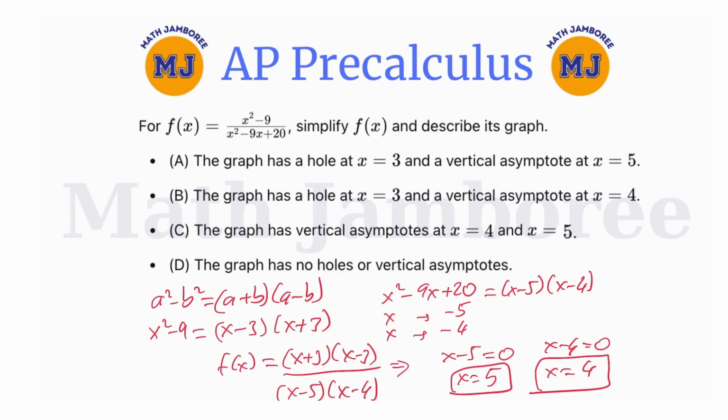So let's take a look at the options. If you look at option C, it says the graph has vertical asymptotes at x equals 4 and x equals 5. That matches our analysis perfectly. Because of this, choice C will be the answer for the specific question.